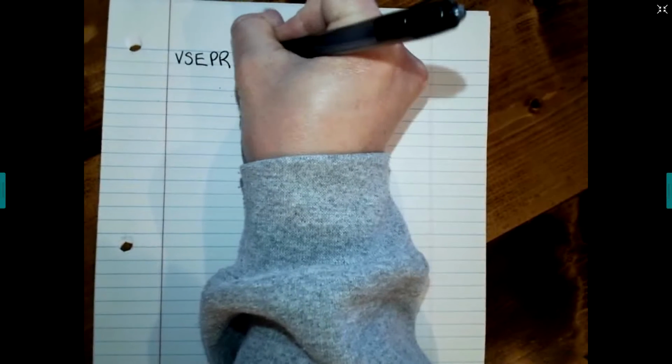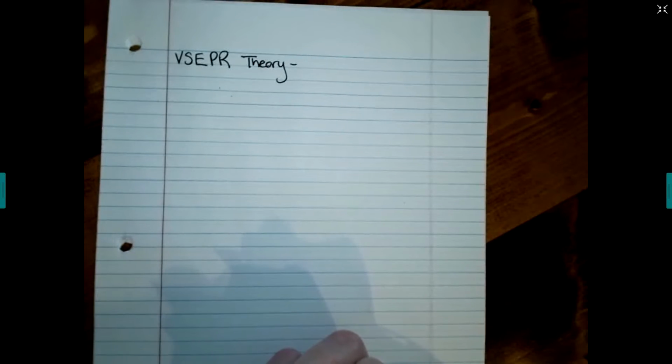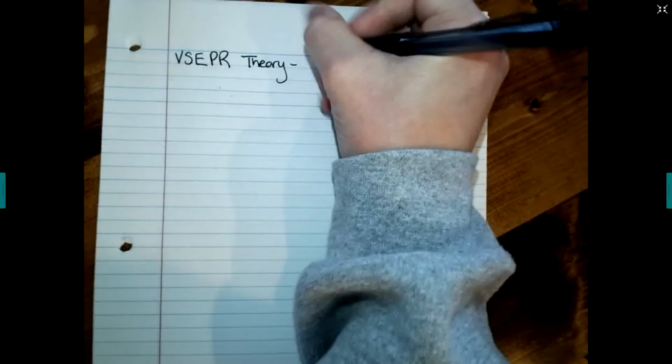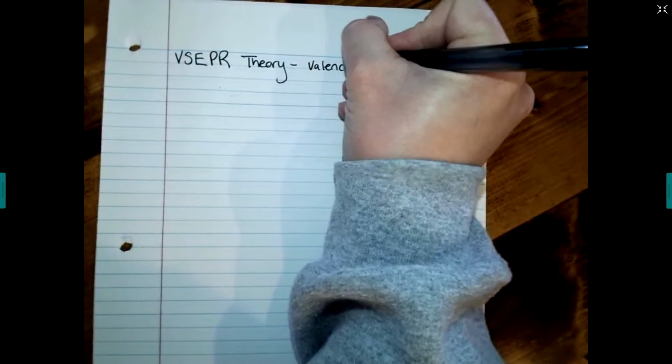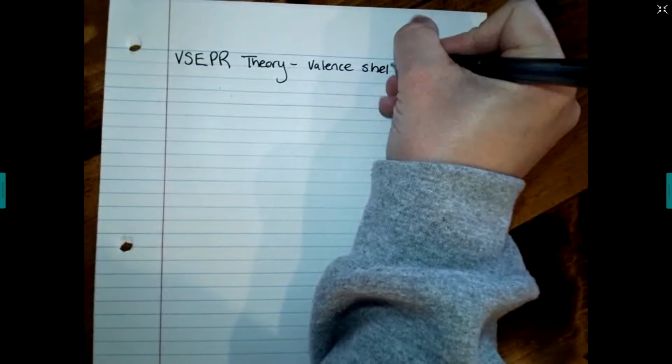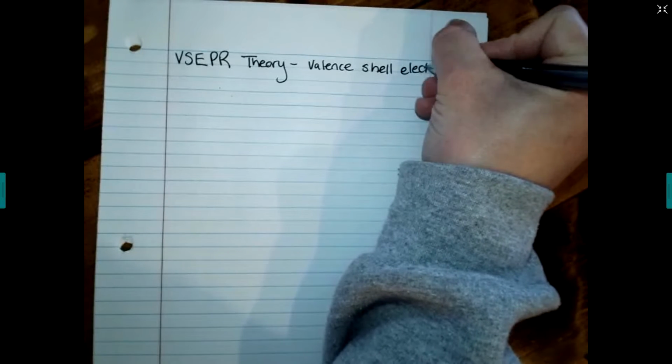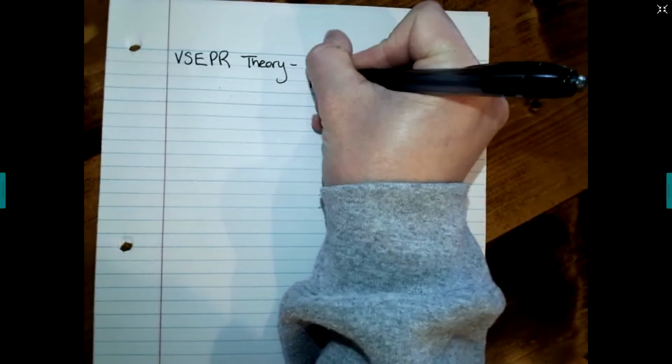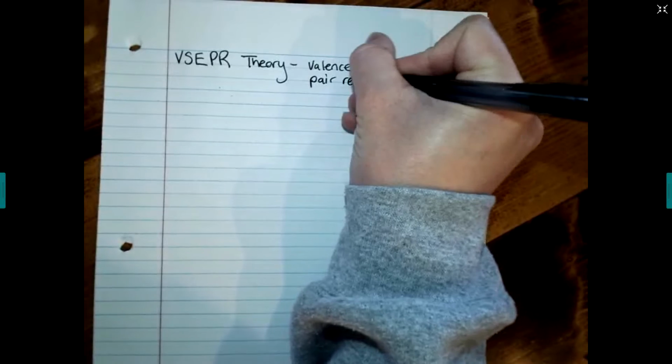It's called the VSEPR theory. Now, VSEPR is an acronym. It stands for Valence Shell Electron Pair Repulsion.